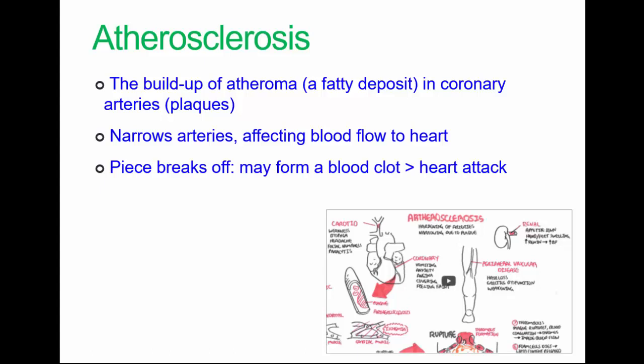In stroke, the blood supply to part of the brain is cut off, leading to serious and often very long-term health effects. For a good review of atherosclerosis, see this video from the consistently excellent Armando Hasudungan. Always well worth watching for his information.